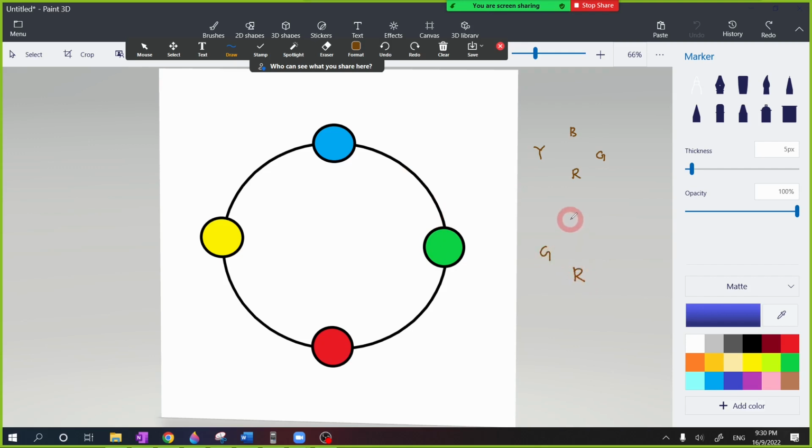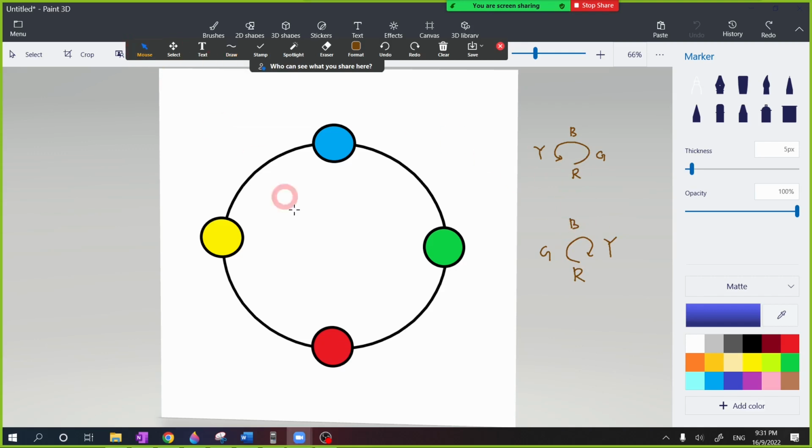Green, blue, yellow. Okay, this is red, green, blue, yellow, and this is red, green, blue, yellow. You will notice that they are different, right? This one goes this way, this one goes this way, but these two are actually the same. I only need to count one arrangement. I can form 2 of this.